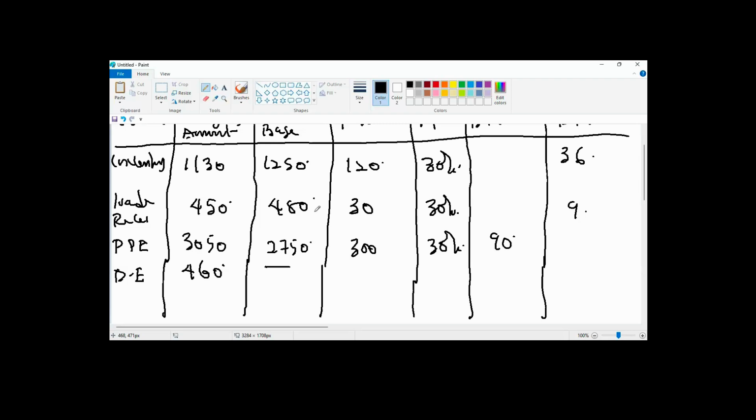So that's this. 460. 30% of 460 is 138. Is it a deferred tax liability or deferred tax asset? Deferred tax liability. Next one.